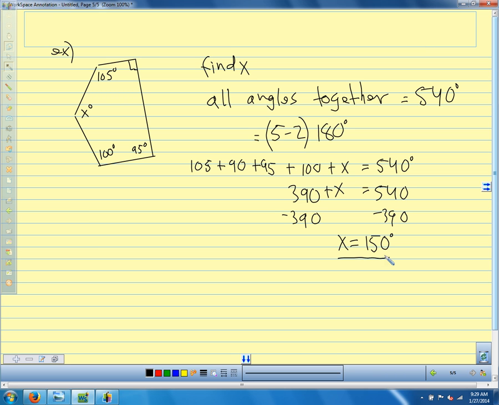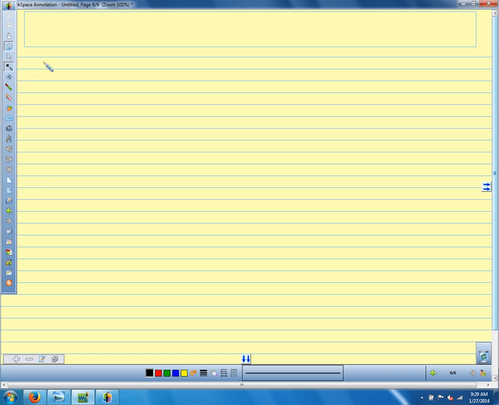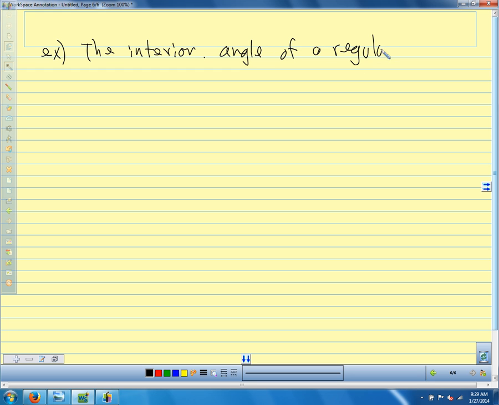Let's find one angle if we know all the other angles. So it's just like we did with the triangle sum. If we know all the angles but one, we can subtract from 180. Well, now we know how to figure out what all the angles inside any polygon add up to. So if we know all of them but one, we just subtract from whatever the total has to be. Questions there? Okay. Next one's a little trickier. The interior angle of a regular polygon is 108 degrees. How many sides does it have?